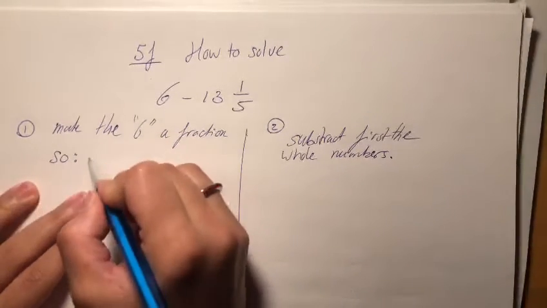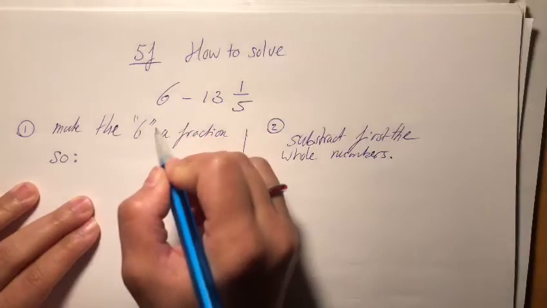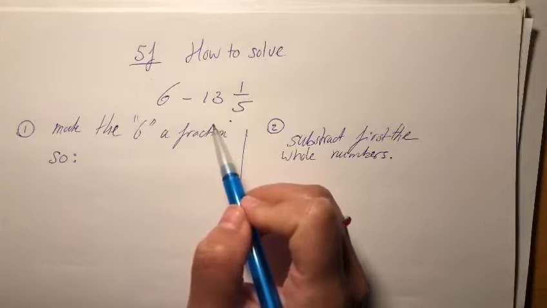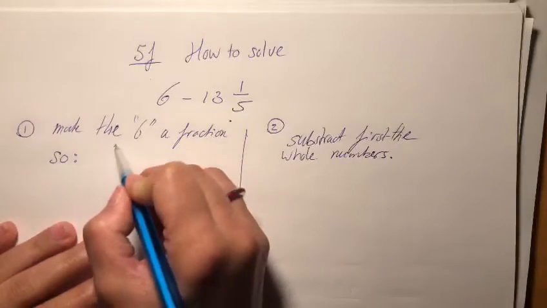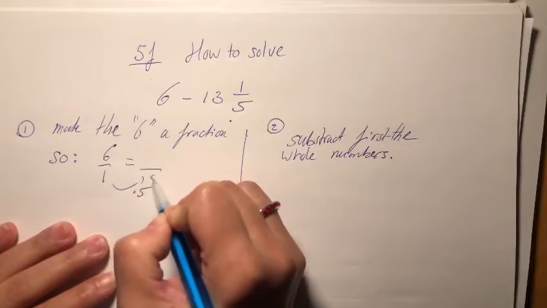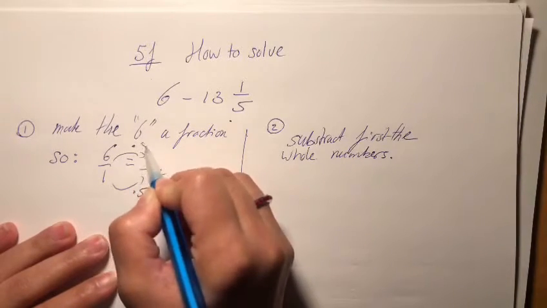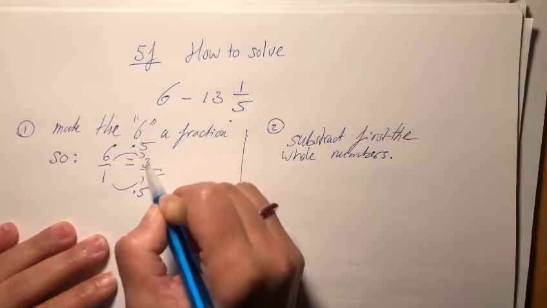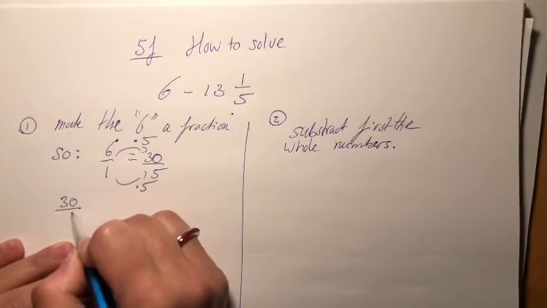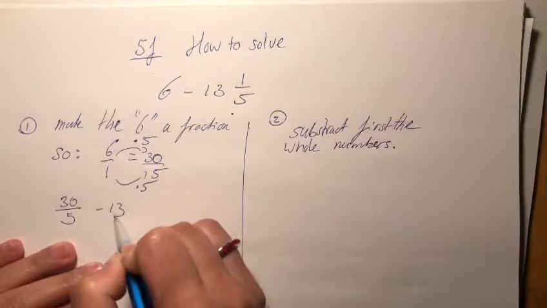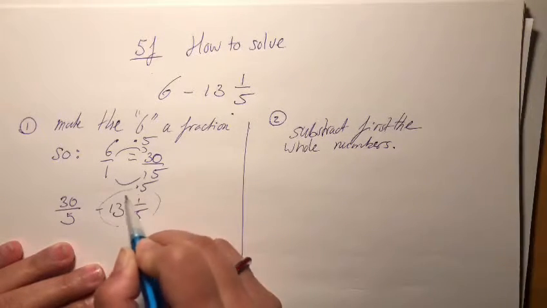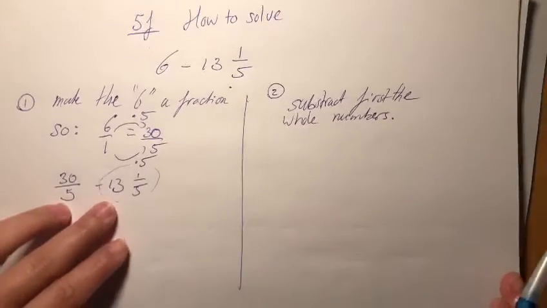So you get, of course, 6 out of 1, but we want to use the fraction with a denominator 5. So 6 out of 1, if you multiply it by 5, you get the 5 here. You multiply this by 5 as well. You get 30. So we get 30 out of 5 minus 13 and 1 out of 5. Yes? Let's make this fraction.